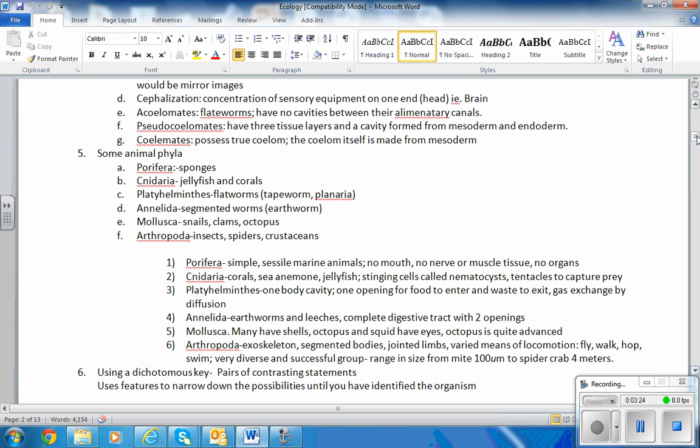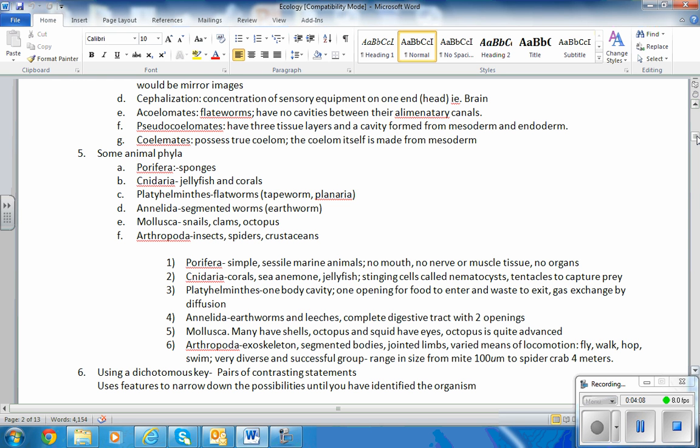Okay, so acoelomates are going to be a little bit less complicated. Flatworms would be an example. These have no cavities between their alimentary canals, which means that their digestive system is much less complex. We have what's called a two-way digestive system. We take in our food in one opening and get rid of the waste at a different opening. There are some organisms that have a one-way digestive system. They're obviously less complex. They take in food and put out waste at the same place, so those are going to be less complicated.